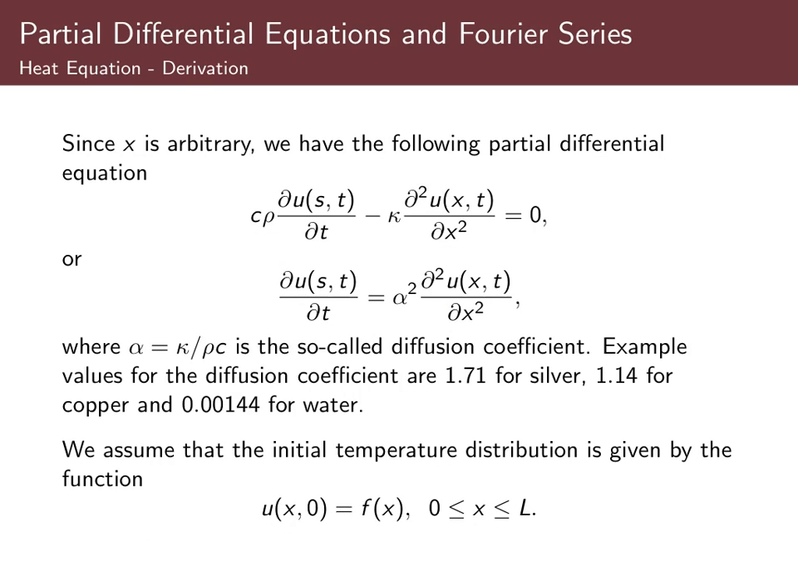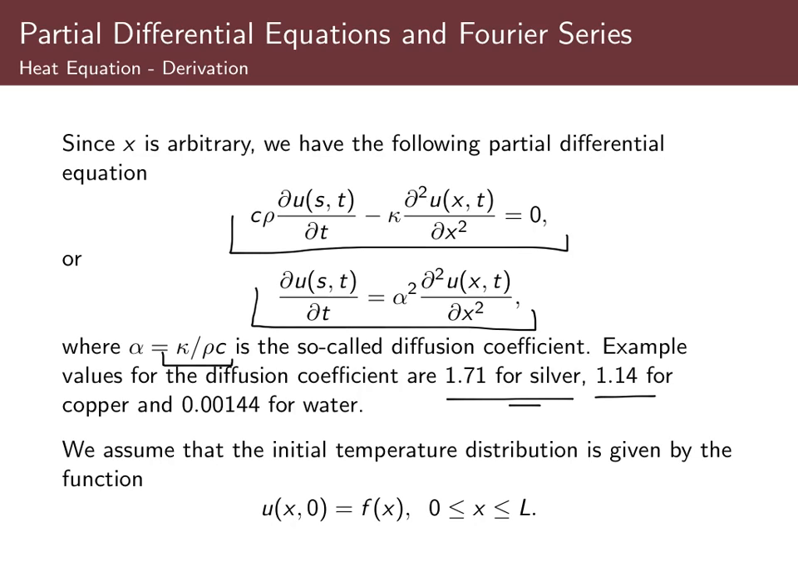Okay, since the interval we chose was arbitrary, the integrand must be 0, and thus we have this partial differential equation, which, if we do some reduction, we end up with the heat equation. Alpha squared is kappa divided by rho c, and it's called a diffusion coefficient. Example values for the diffusion coefficient are basically 1 3/4 for silver, 1.14 for copper, and a very small number for water. This partial differential equation has one derivative in time, two derivatives in space.